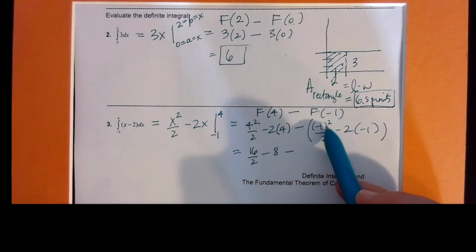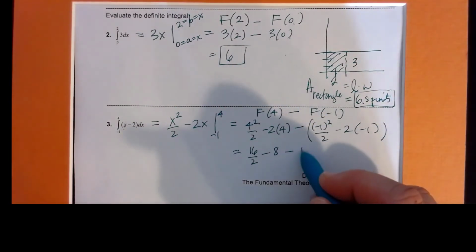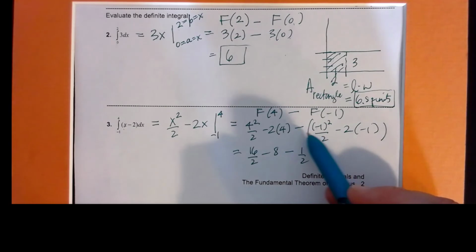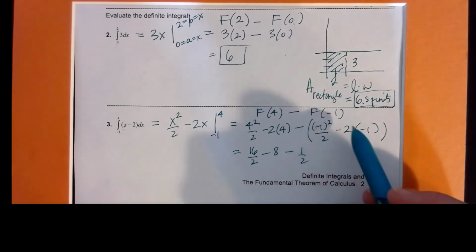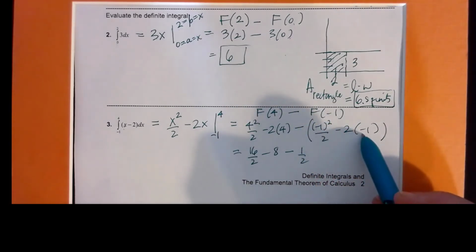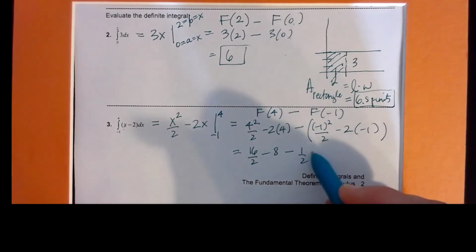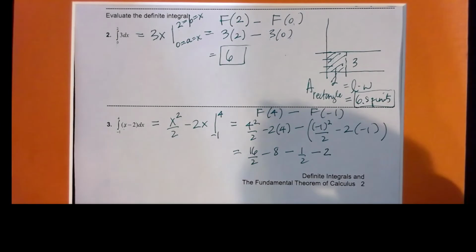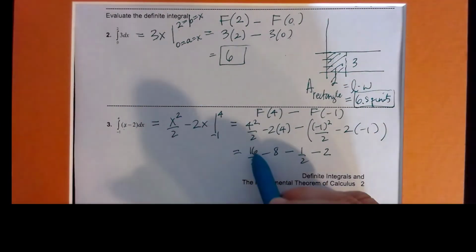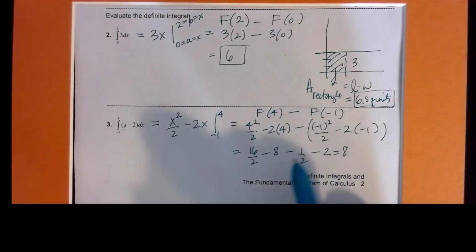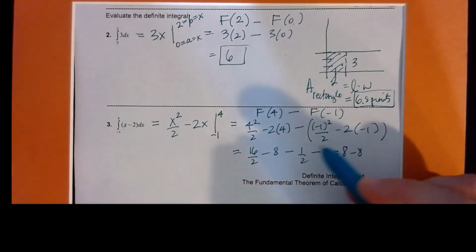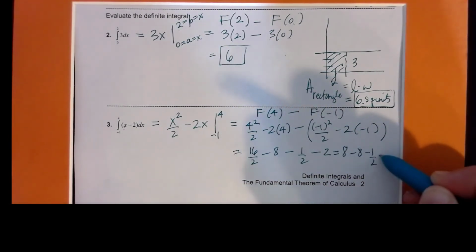And when I square a negative, I'm going to get a positive, so that's 1/2, and the negative gets distributed. So that's going to be a -1/2 when I distribute. And over here, -2 times -1 is positive 2. But if you're thinking about subtracting that out, then you're going to have to minus 2. So over here, we have 16 over 2. And then we subtract out the 8. And then we have -1/2. And then minus 2.